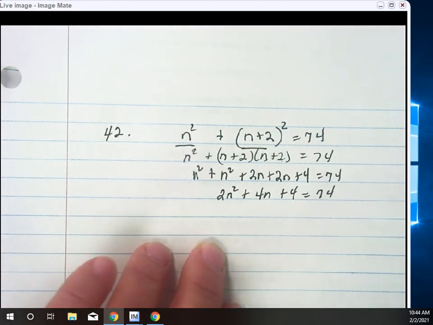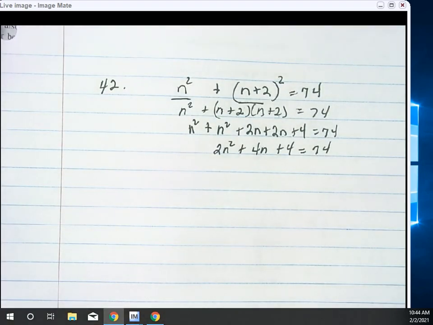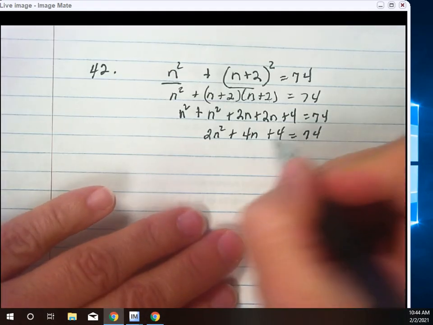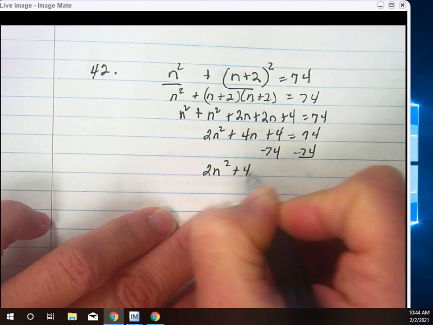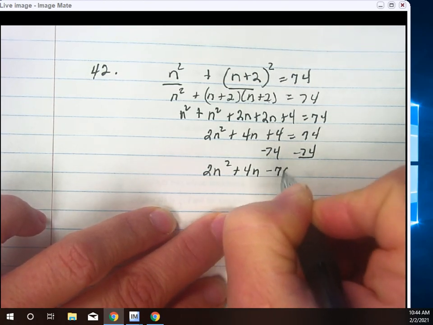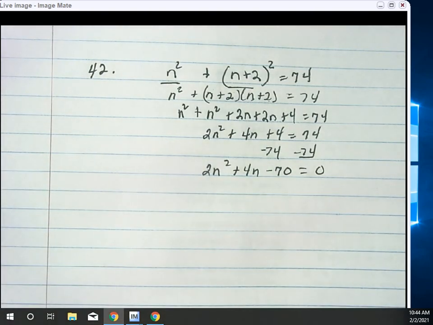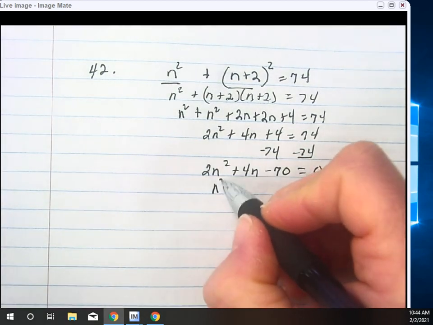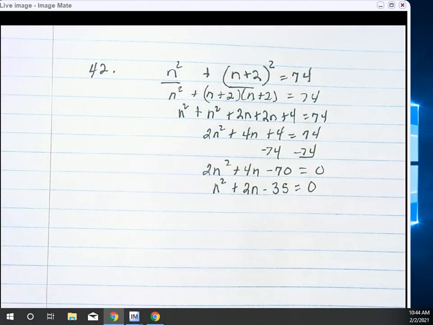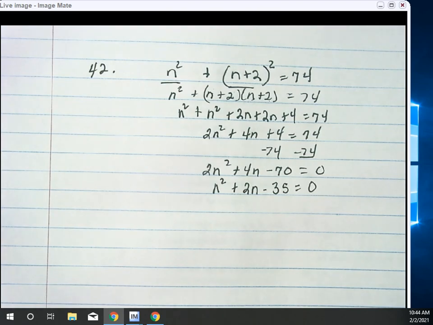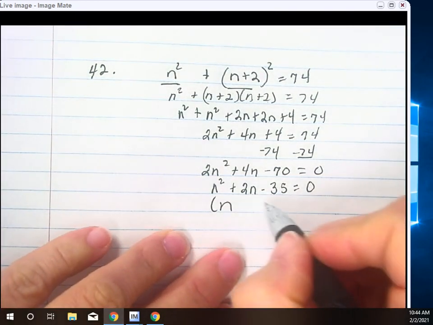Where do I go from here? Subtract 74. Set it equal to 0. You should notice that you have a greatest common factor. What's in common with all of those? 2. If I divide everything by 2, I get an n squared, a 2n, a negative 35. So what are my two consecutive numbers? What's the best method in solving this? Factors of 35 that subtract to give you 2. 7 and 5. Yeah, 7 and 5.